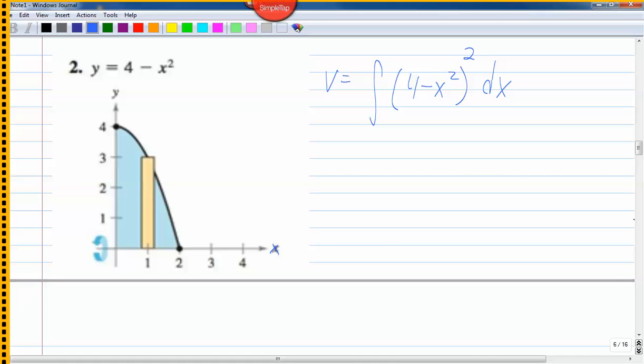dx. Now we want to use x boundaries. So what are my boundaries for my integral? 0 to 2. Now you need to square that first, so don't just say 4 squared and x squared squared. You have to FOIL that out. So the volume is going to be equal to the integral from 0 to 2. After you FOIL that out, you should get x to the 4th minus 8x squared plus 16.